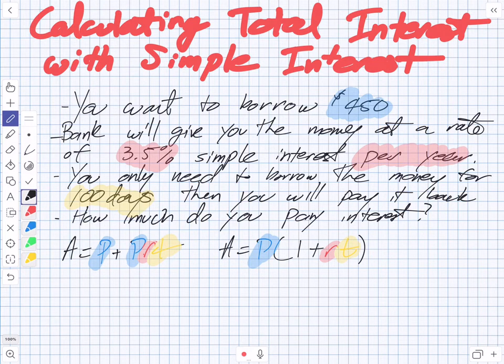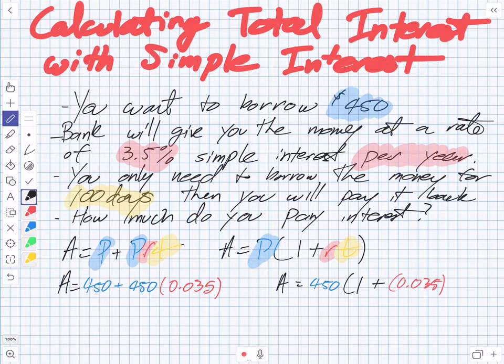So, most of this is pretty straightforward. A is equal to 450 plus 450 times, what's 3.5% as a decimal, do you know? 0.035. Perfect. Okay. But here is the tricky part, the time. And I'm going to do both formulas side by side just so you can see that we're going to end up at the same answer. 450, 1 plus 0.035.